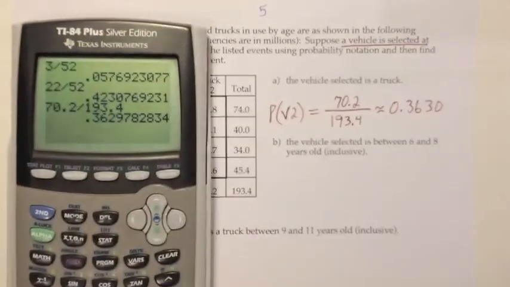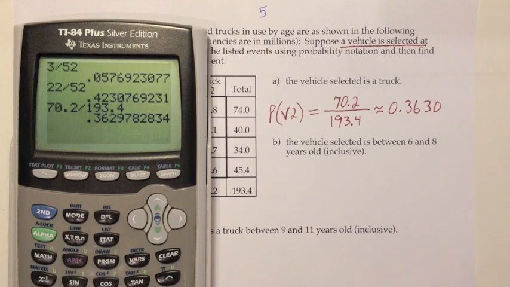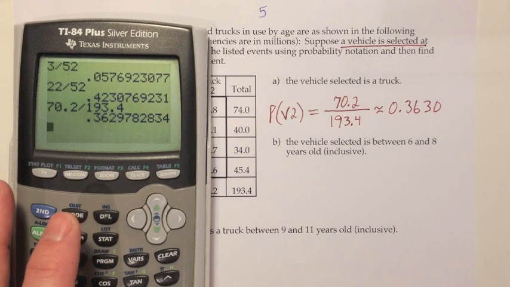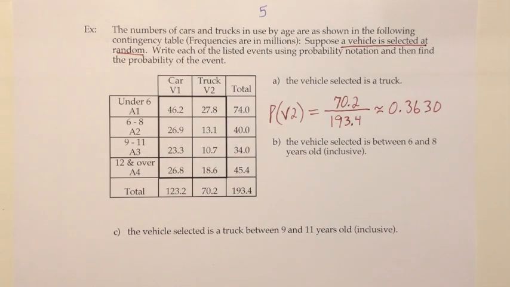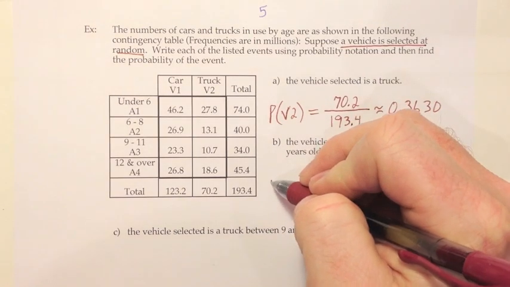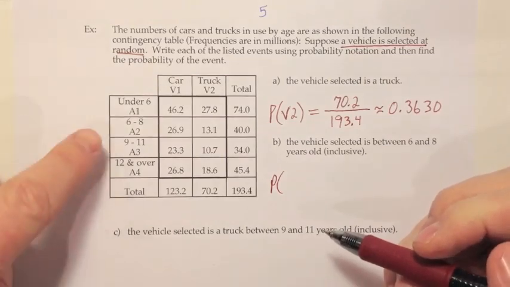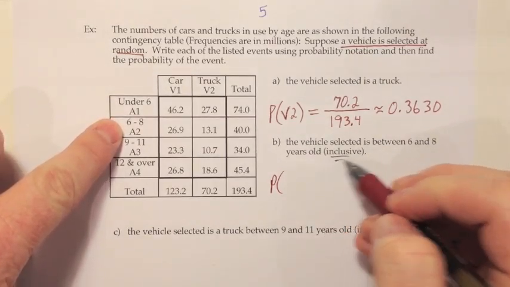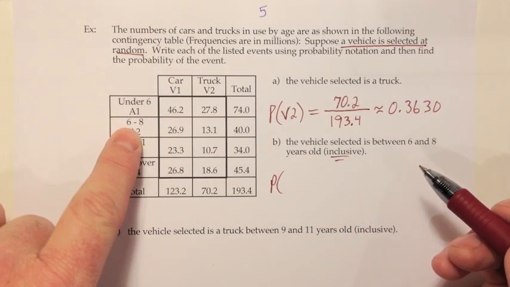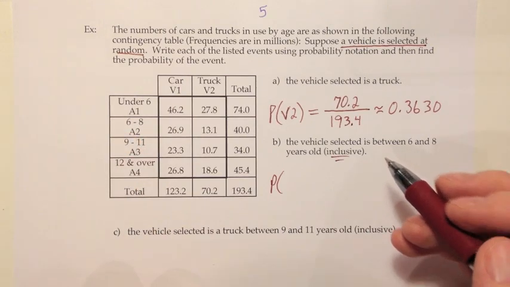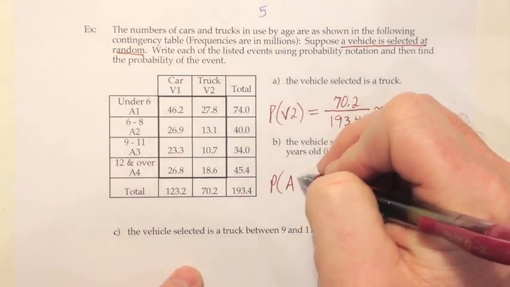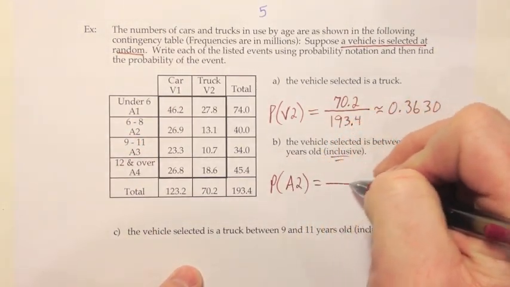So that's that one. And then let's go ahead and just try another one to get more practice at the table. The vehicle selected is between 6 and 8 years old. So the between 6 and 8 years old would be, let's see, that's 6 through 8. It said inclusive, so we do want to include the 6 and the 8, but the through symbol is inclusive, so that matches up. And I would put the A2 there, and I would use the same strategy.